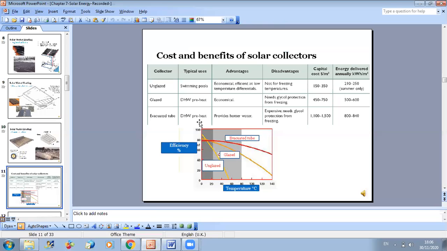Now, each type is good for a certain application. So in general, depending on what our application is, we choose the corresponding type. For example, if you look at this graph.